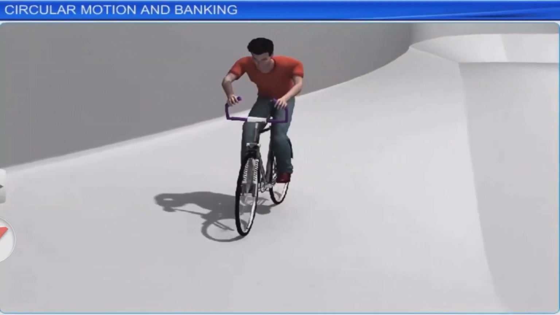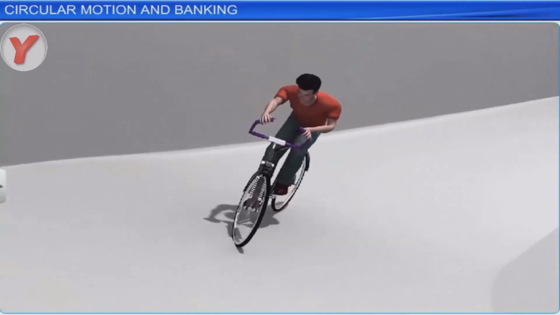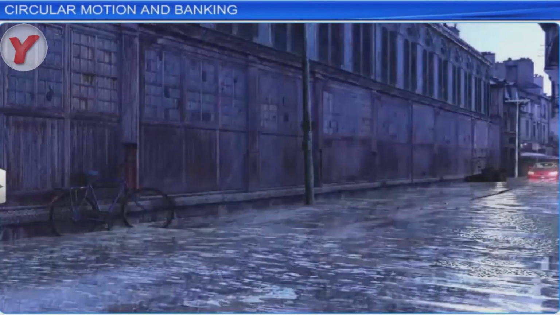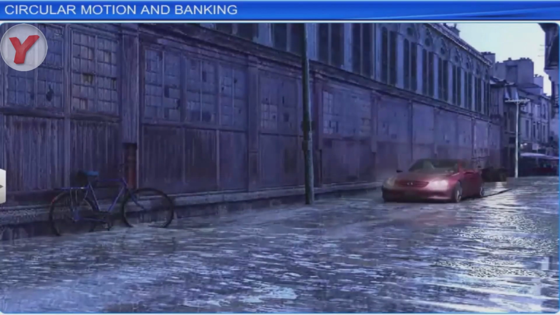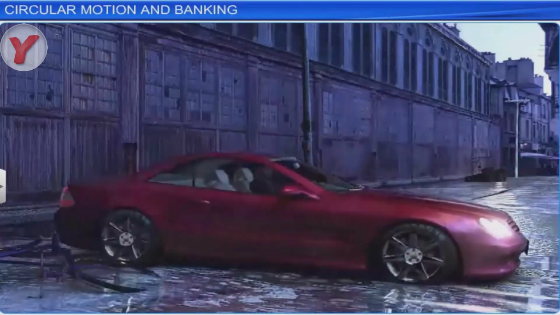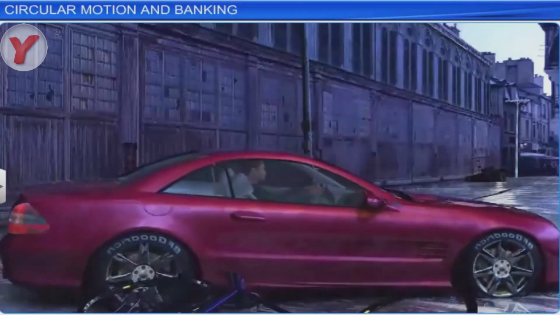Ever wondered why a velodrome track is curved? Or on a rainy day, while driving a car at high speed, what happens if you take a sharp turn on a flat road? You will get the answers to these questions in this module.